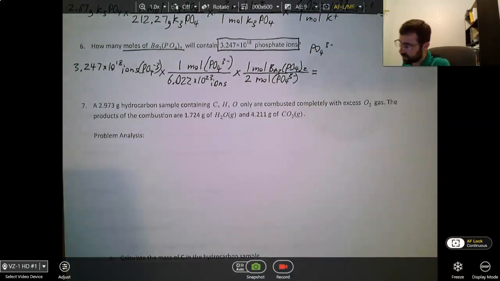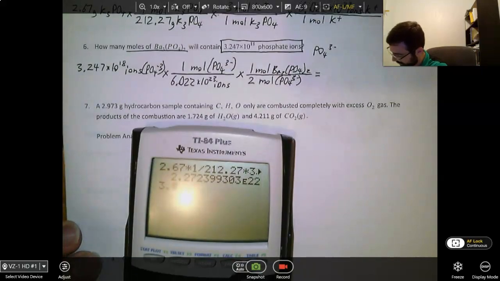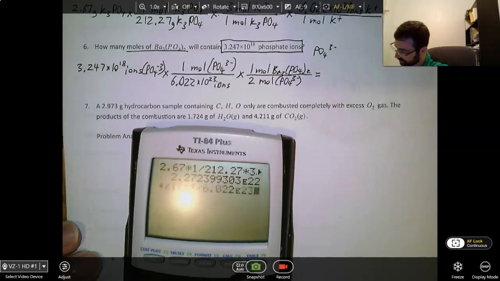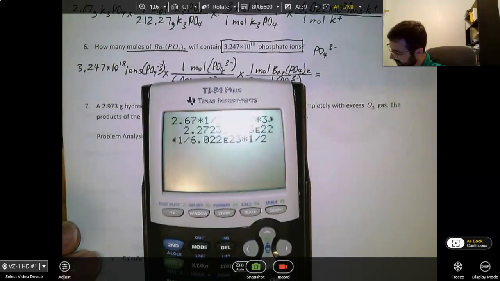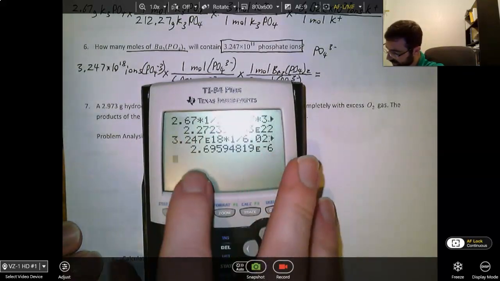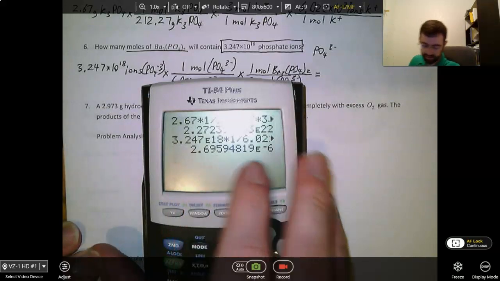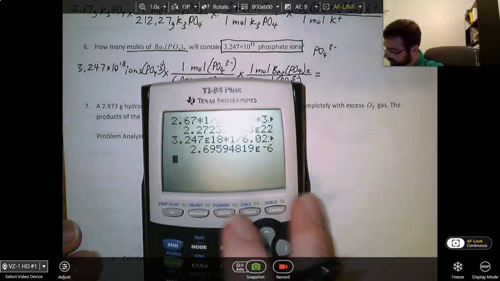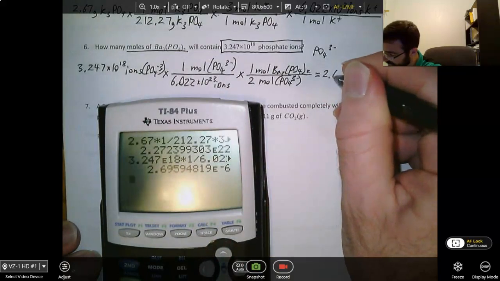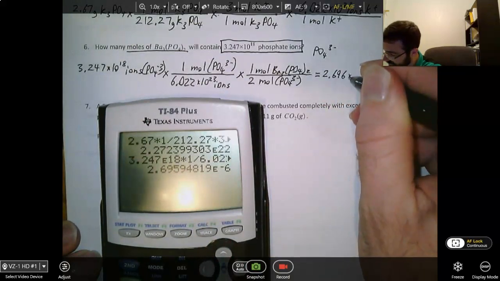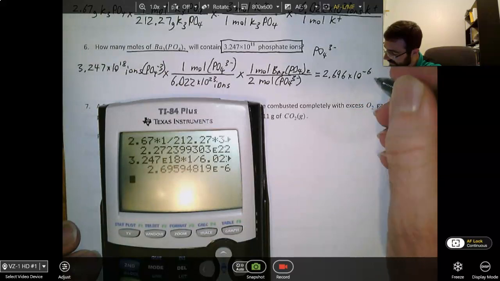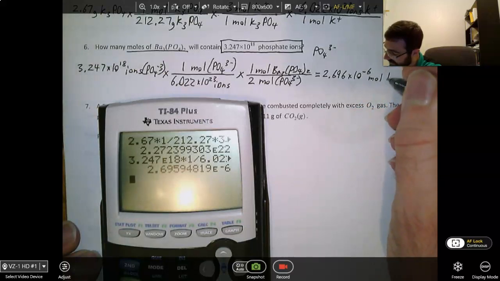Do the calculations real quick. We got 3.247 times 10 to the 18th times 1 over 6.022 times 10 to the 23rd times 1 over 2. Unless I punch something wrong in the calculator, that gives us 2.696 times 10 to the negative 6th. And that is moles of barium phosphate.